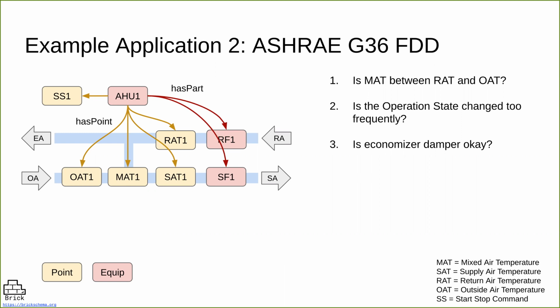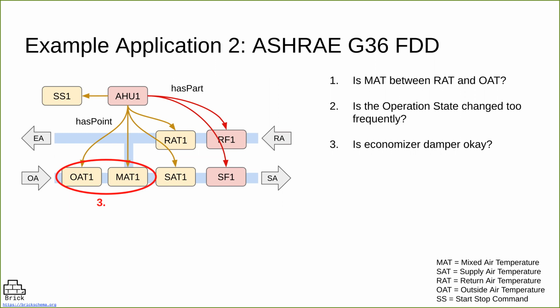I won't go over the details of the actual queries as in the previous example, but you should be able to get the idea. It's similar to the previous one. To check the calibration of sensors, one can check if the mixed air temperature values are between the outside air temperature and the return air temperature. Next. To check whether the equipment is stable, we can check the air handling unit start/stop command frequency of changes over time. And if you want to check the status of the economizer damper, which is hidden in the diagram, we can check the difference between outside air temperature and mixed air temperature. We can check whether the difference of those two is large enough to see if the damper is functioning properly or not.